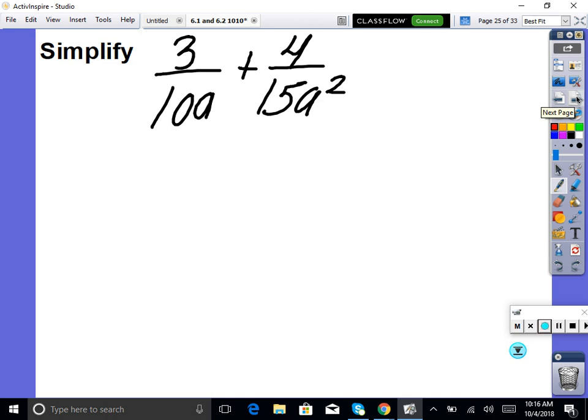You'd say 10 times 1 is 10. Can 15 be 10? No. 10 times 2 is 20. Can 15 be 20? No. 10 times 3 is 30. Can 15 be 30? Yes. So you'd use 30. Okay, good.